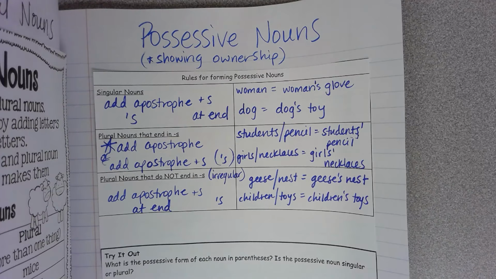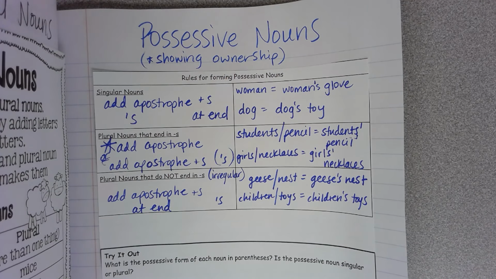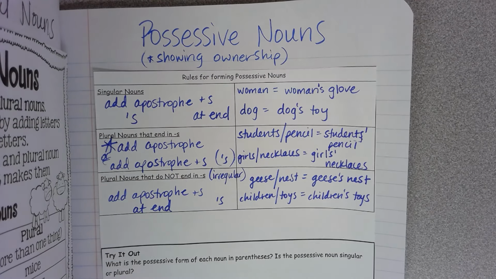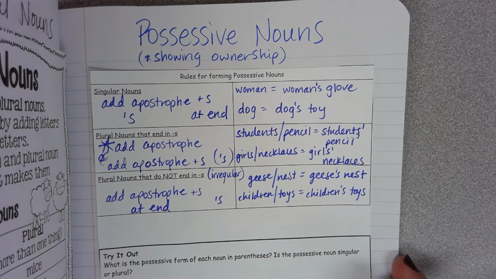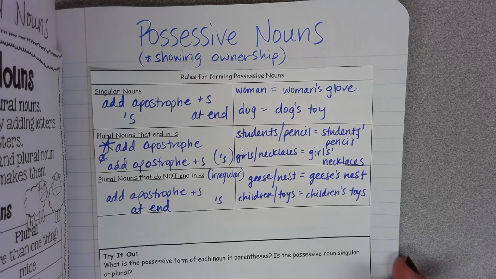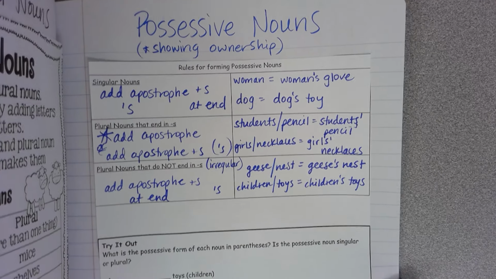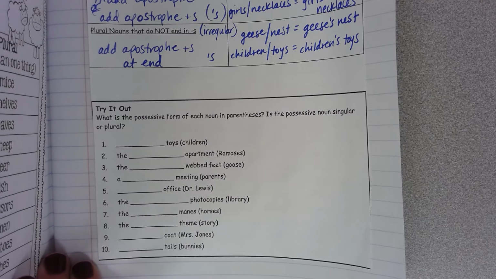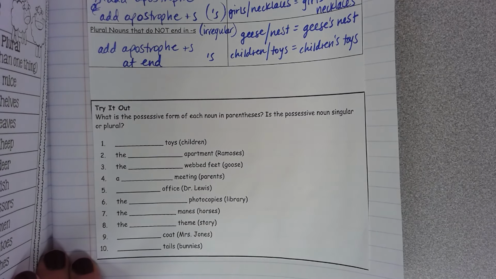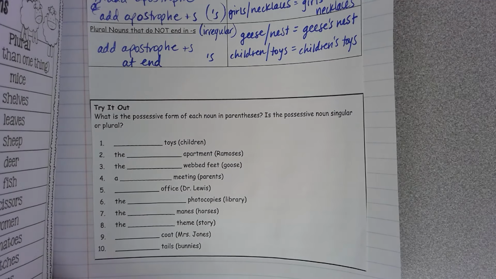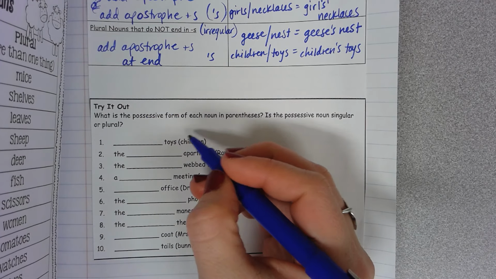Okay. All right, now let's go down. If you need to pause this to finish up the notes right now, please go ahead and do so. Otherwise, we're going to move down to the try it out section down below. All right, so, first sentence I gave you already. It says, what is the possessive form of each noun in parentheses? Is the possessive noun singular or plural? So here we have plural. Children is more than one. So we're going to make this into a possessive noun and rewrite it in the blank below.